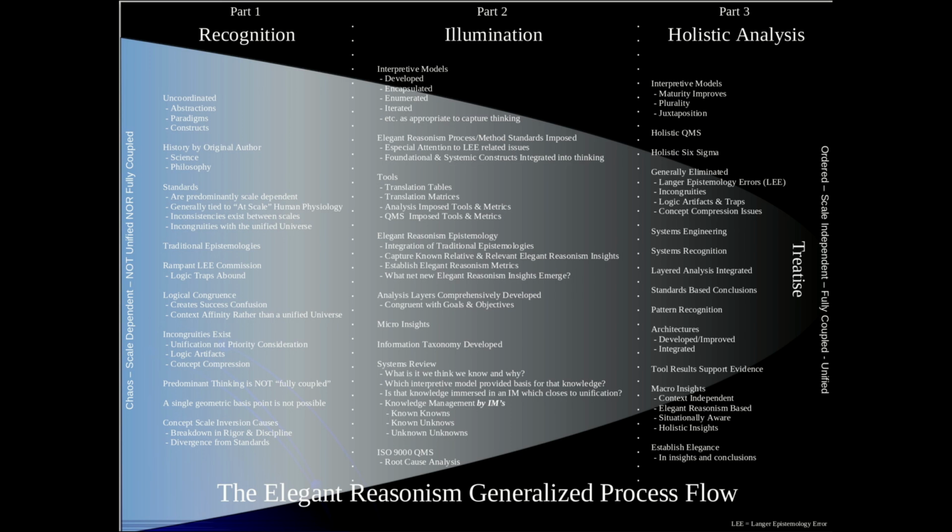You have to recognize what the problem is. You have to know that you're committing Langer epistemology errors. You have to inventory your abstractions, and then you have to juxtapose those in order to illuminate them in a framework. And for that, we use constructs we call translation matrices. And then you have to understand encapsulation of those models and those concepts, layer down, and then you conduct your systems review and you go through those things. I'm not going to read the chart to you, but you can. And then we can start the analysis piece of this and come into alignment with the unified universe.